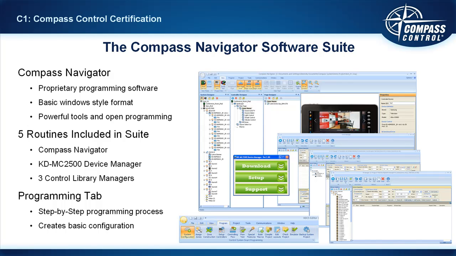Besides Navigator, you get the MC2500 device manager and the 3 control library managers, one for IR library, one for the RS-232 database, and one for the IP database. There is a class on all 4 of those managers in C1 level, and we recommend that you take those. As part of Navigator, one of the tabs, one of the ribbons, is the programming ribbon. And this is a step-by-step programming process in order to learn the interface and be able to program a very basic file.